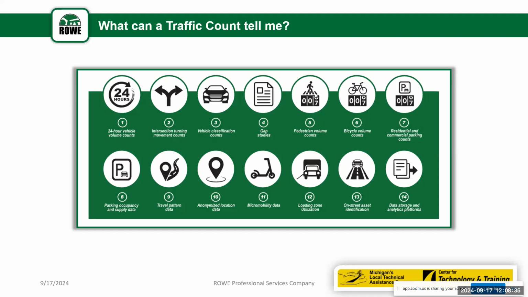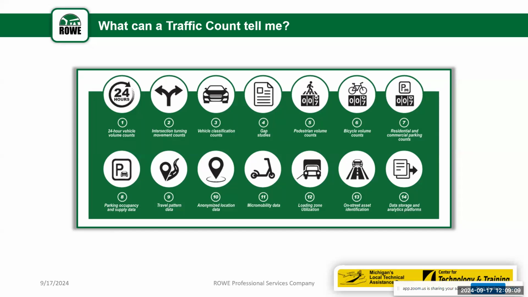Like I said, there's 24-hour vehicle volume count, so that's going to be your ADT that we talked about previously. You can do intersection turning movement counts. You can get vehicle classification counts. You can get pedestrian and bicycle volume counts, which is good for determining if you need to do any non-motorized improvements or see what's going on out there with non-motorized. And then you can really dig into gap studies. That's how many seconds between each vehicle, which can be good for pedestrian or bicycle improvement type things.